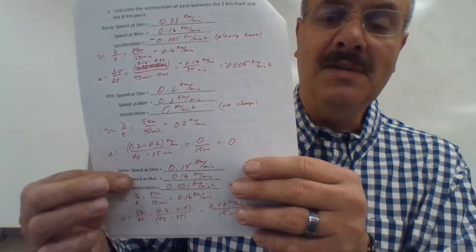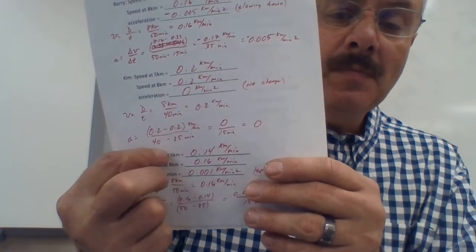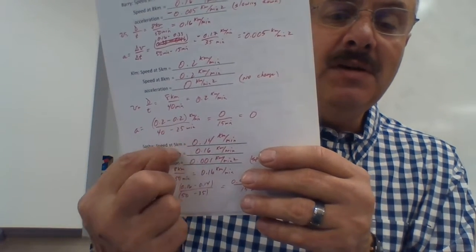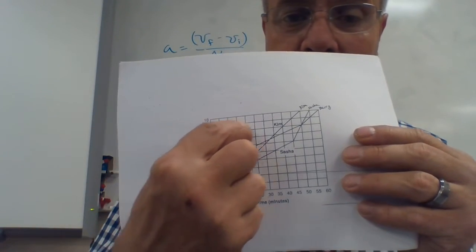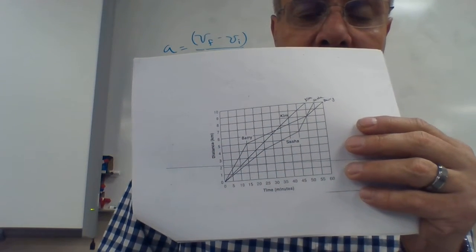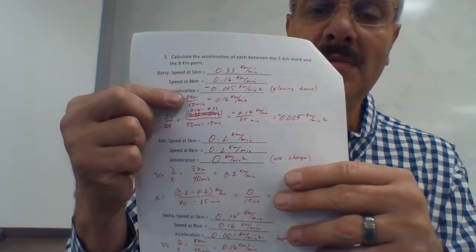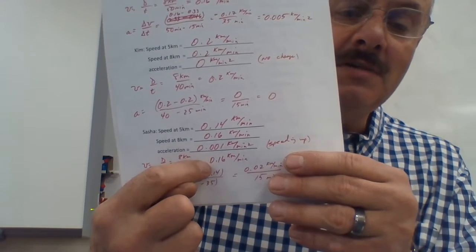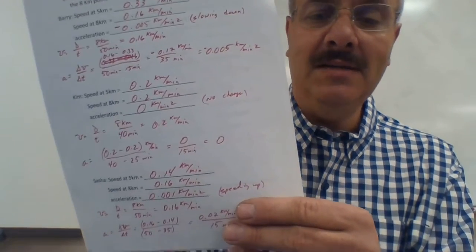All right, now we go to the very last one, Sasha. So we know Sasha from the other side. We know her speed at 5 kilometers was 0.14 kilometers per minute. Now we got to figure out her speed at 8 kilometers. So we go across at 8. Here's 8. Go across. She's at 50 minutes. Hey, we already calculated that before because that was the same as Barry, wasn't it? Because Barry up here, he was 8 kilometers in 50 minutes. And look down here, I got 8 kilometers in 50 minutes. So her speed and Barry's speed at that point was 0.16. They're going the same speed at that time.